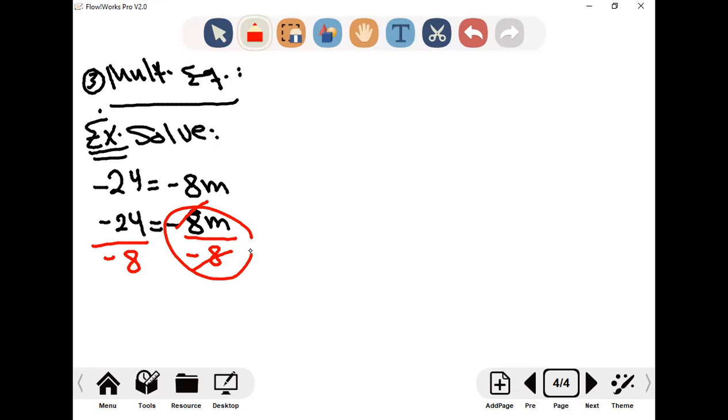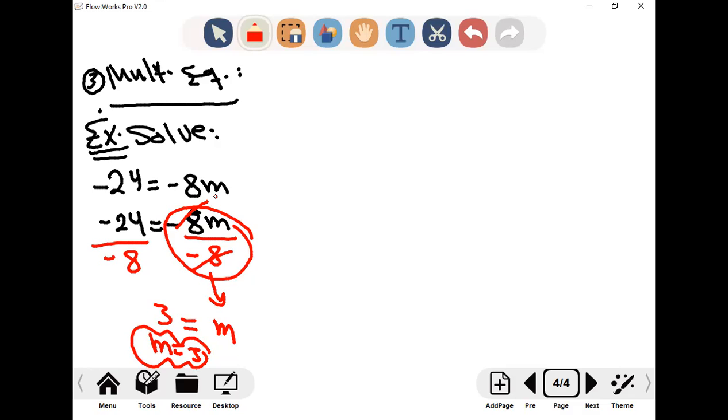So here is m equals, right? Negative 24 divided by negative 8 is positive 3. Don't forget, because we have similar signs, remember? So m equals 3. Come here and put m equals 3 to check. Negative 8 multiplied by positive 3 is negative 24, done. Stop. This is the third type.